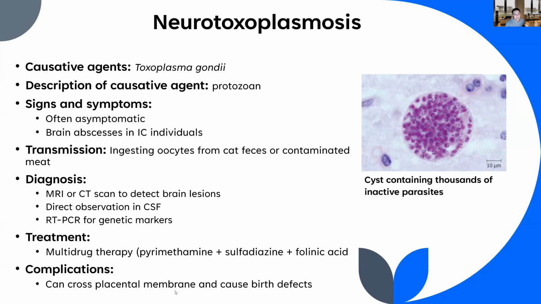How to diagnose it? MRI or CT scan can find the brain lesions in individuals that have that. Direct observation in the CSF, so you'll be able to find these cysts, or there's also RT-PCR to look for genetic markers in the body. Treatment is a multi-drug therapy that includes a series of antiparasitics. Pyrimethamine, sulfadiazine, and folinic acid are usually used to rid the body of it.